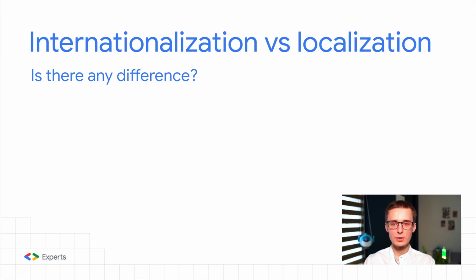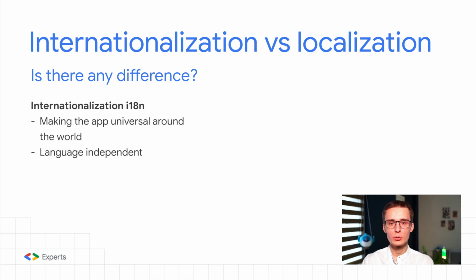Let's get started. Let's talk a bit about internationalization and localization in your Flutter apps, because these terms are very similar but have slightly different meanings. When we talk about internationalization, we usually mean making the app universal across the many languages and countries. The app should be accessible to anyone, no matter what language they use. You can switch between languages without losing any content or features.